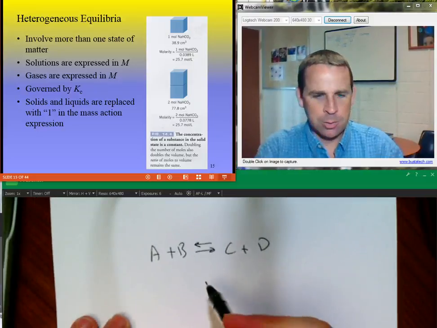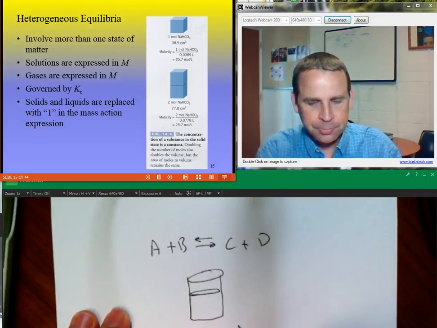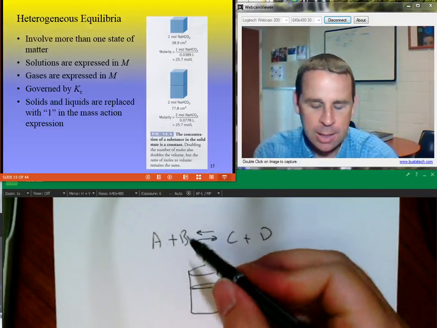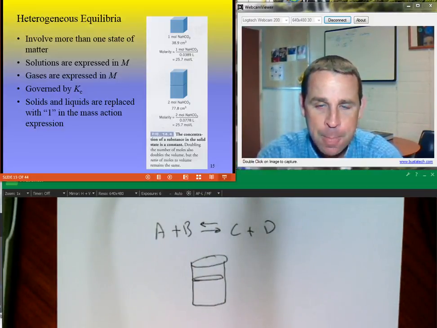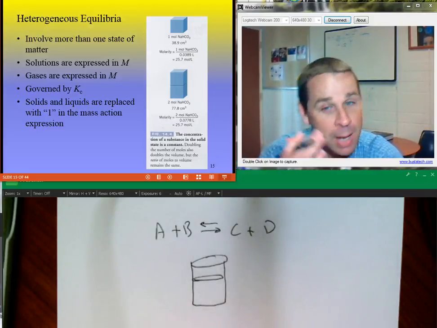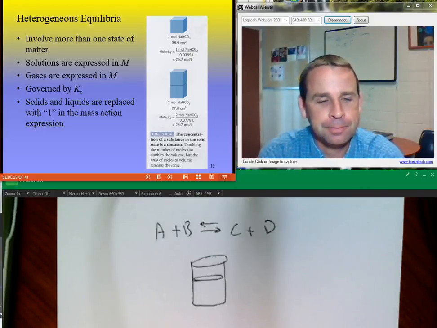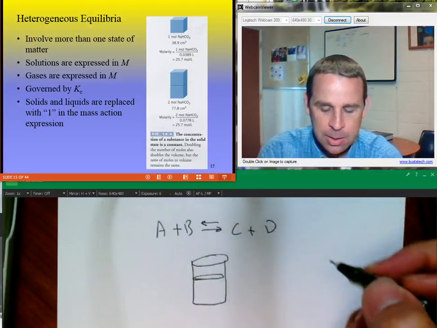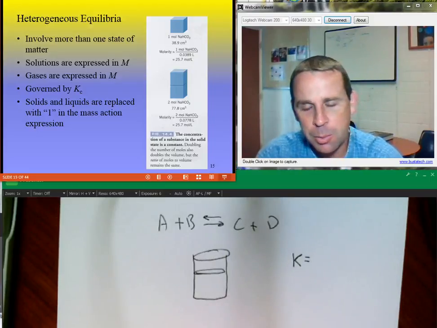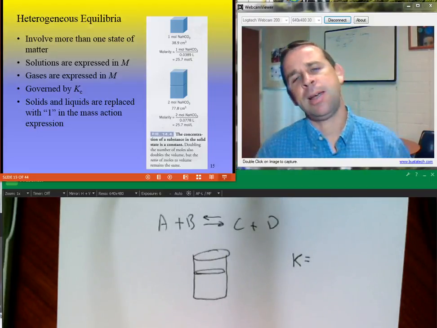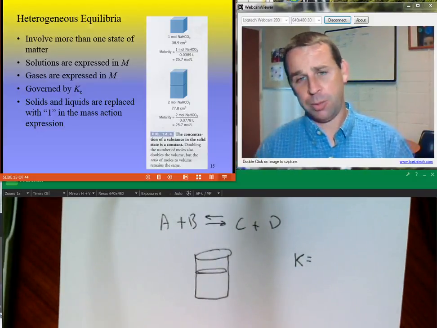If now I'm going to draw a little container to kind of give you an idea of what's going on here. I have A and I have B, right? I'm putting them into the container. They start forming C and D. And as C and D are formed, then the reaction goes backwards and they end up forming more A and B. Now, the equilibrium expression, K, or the quotient, Q if it's not quite at equilibrium, the equilibrium expression is always trying to tell us what the relative concentrations of these components are at equilibrium. All right?